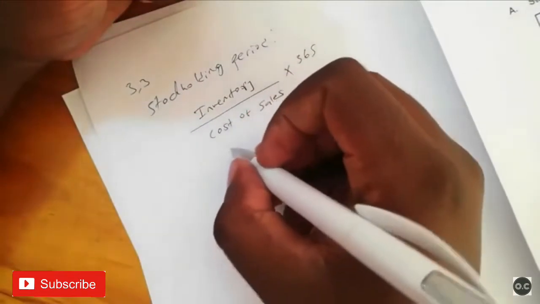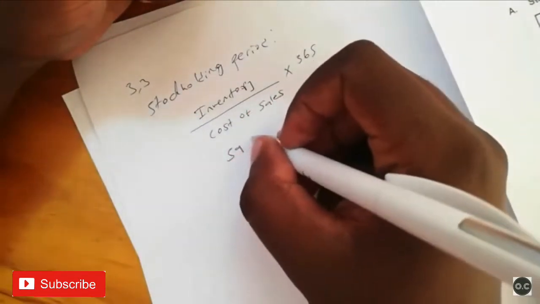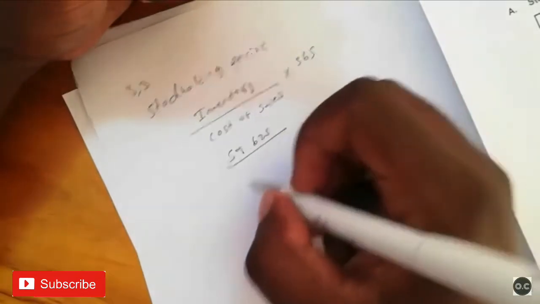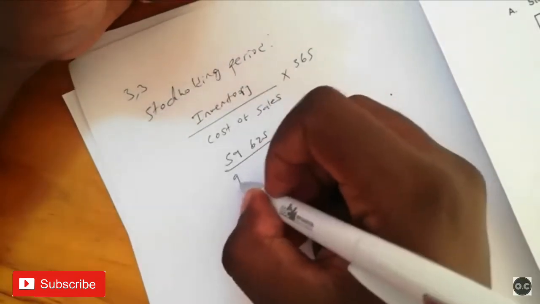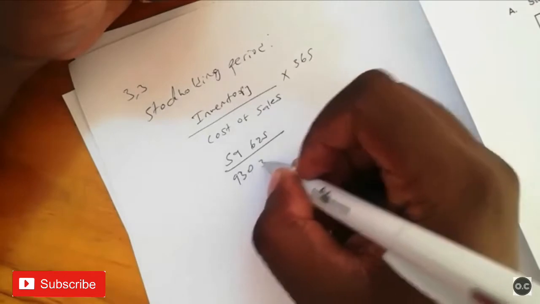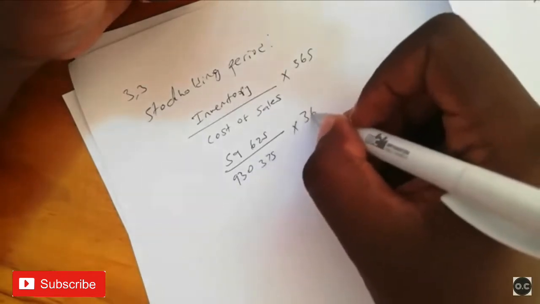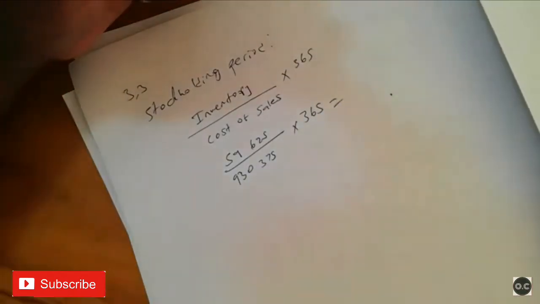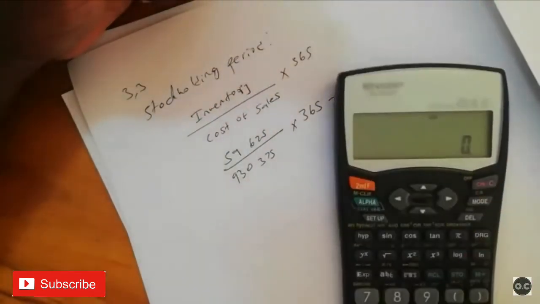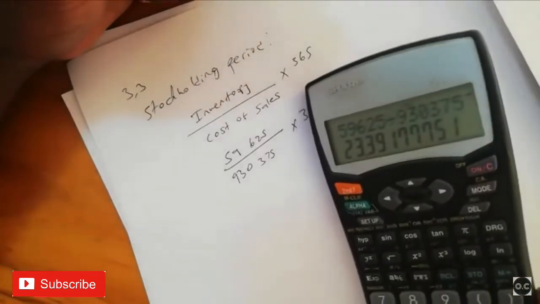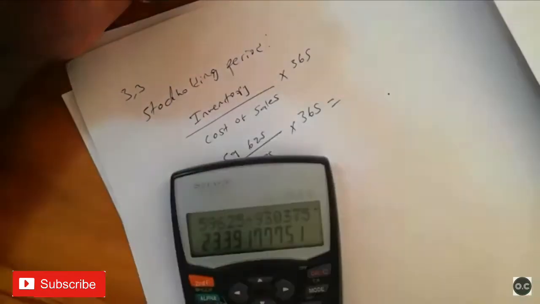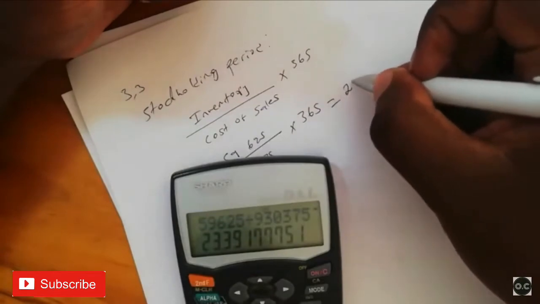So let's just plug this stuff in, yeah? The inventory is 59,625, and then the cost of sales is 930,375 multiplied by 365, yeah? And then you calculate, and then you want to figure out how many days, right? 59,625 divided by 930,375 multiplied by 365. Mine says 23.39, right? So that's about 23 days.